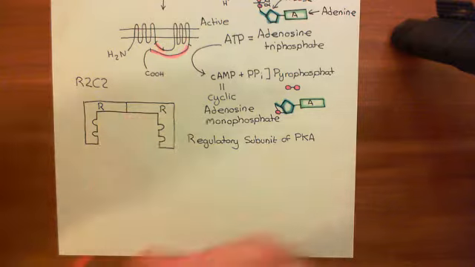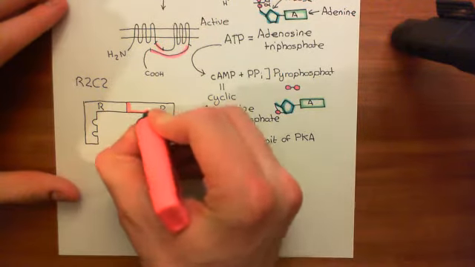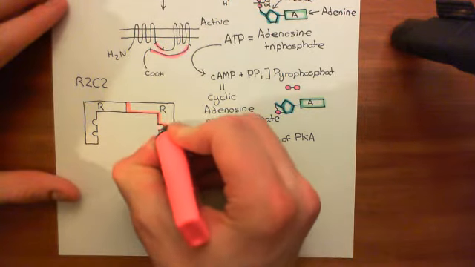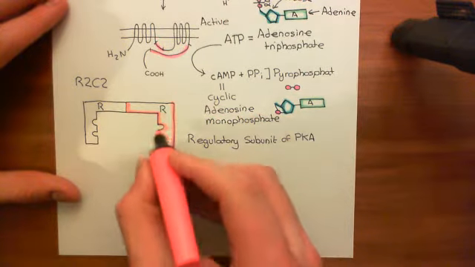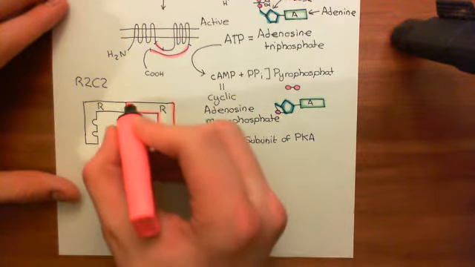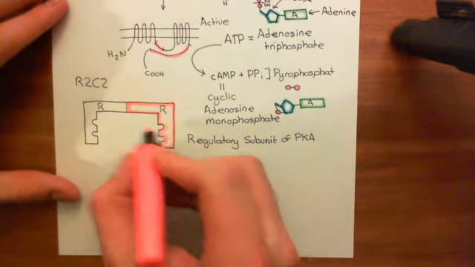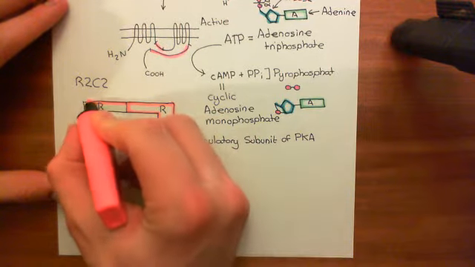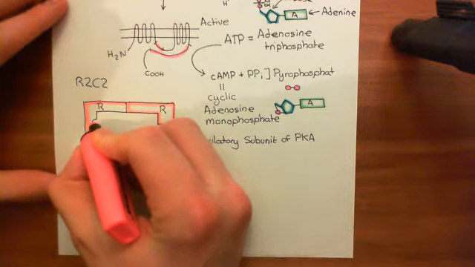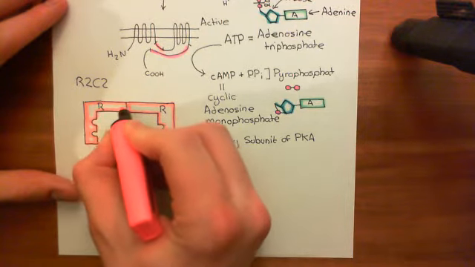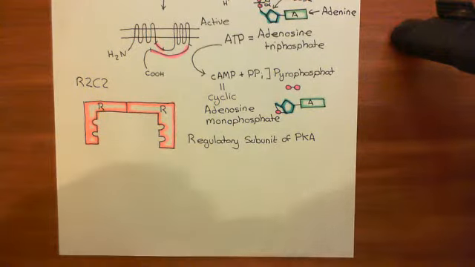We'll have them coloured in red. Okay, so in red here, these are the regulatory subunits of protein kinase A. Now these little invaginations that I've left here, these little holes down here, are meant to represent the cyclic AMP binding sites. So you'll see that each regulatory subunit of protein kinase A has two cyclic AMP binding sites.